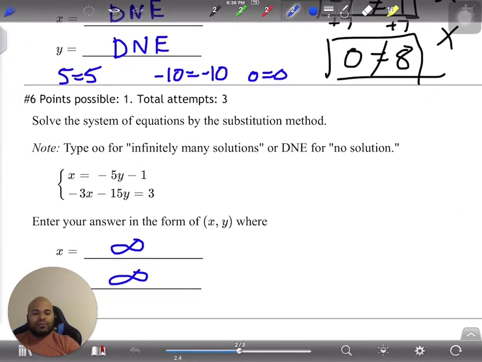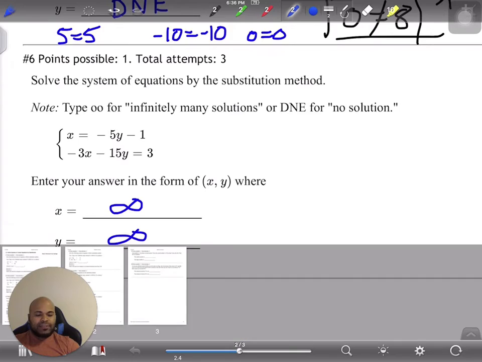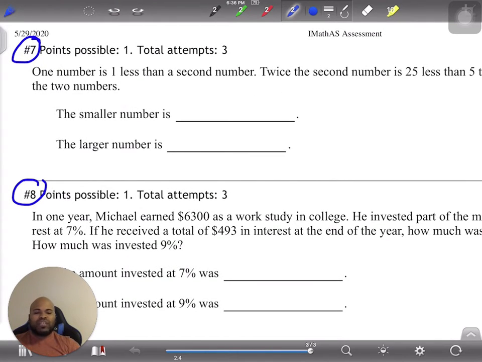Great job. Try number 6. I am not going to do it, but if you would like to pause the video and copy this problem real quick, you should get infinitely many solutions. That is the answer for number 6. All right, perfect. We have 2 more questions and then we're done.